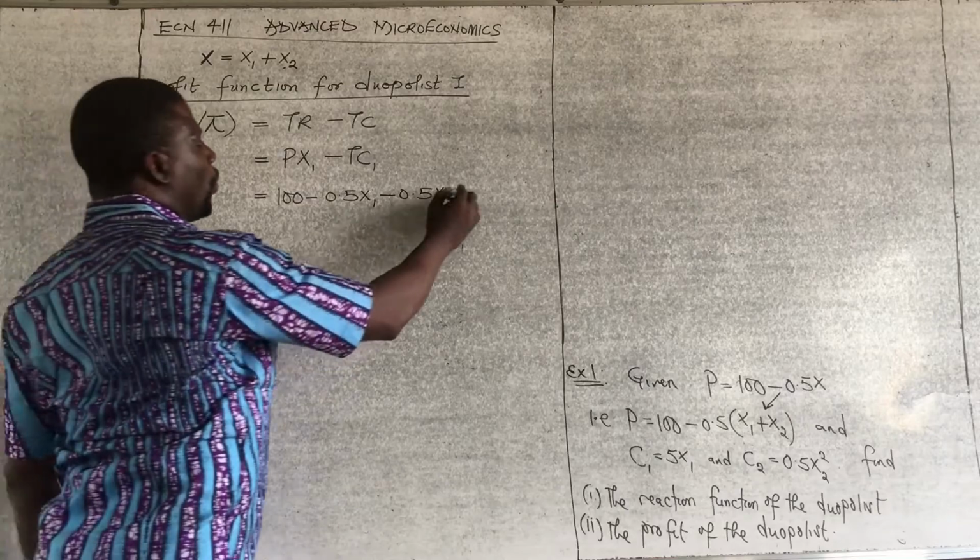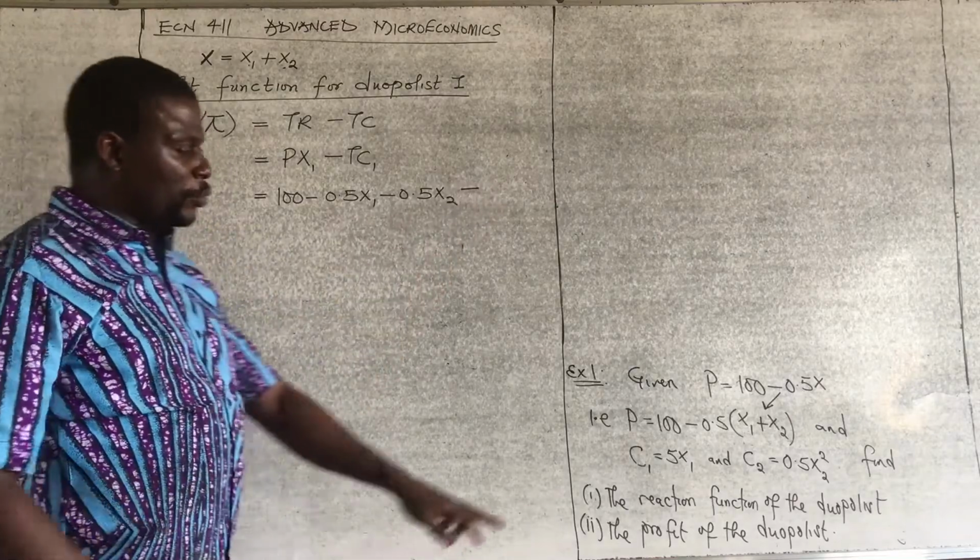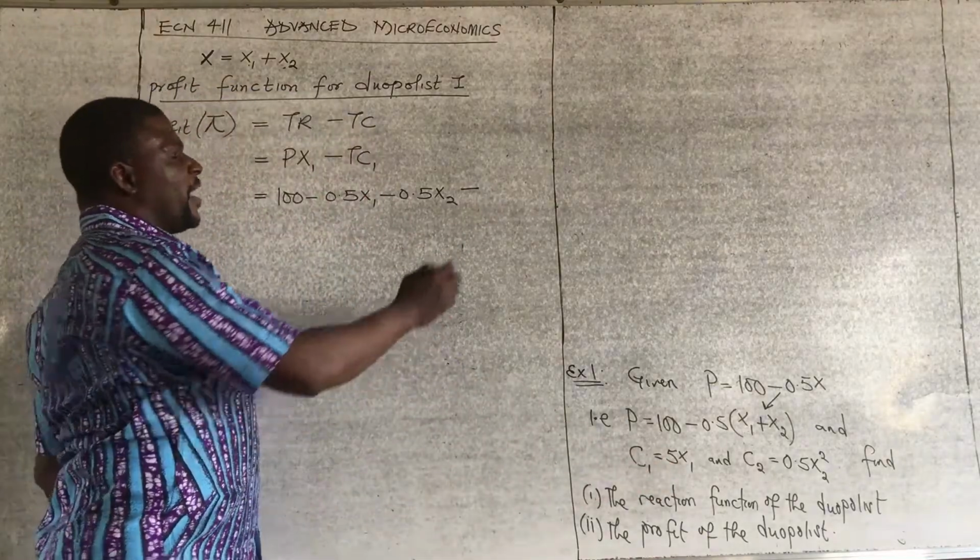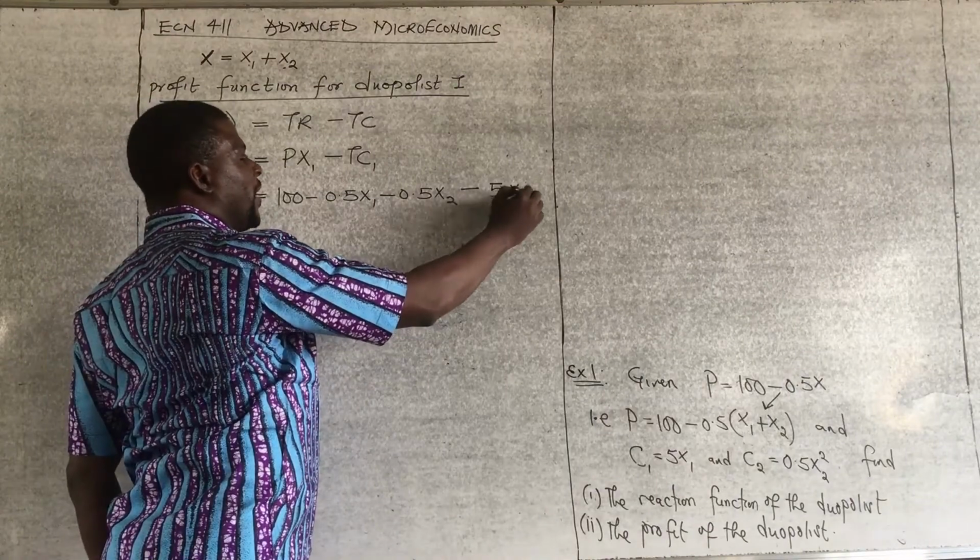Minus, what's the total cost for duopolist 1? 5x1. Yeah, minus 5x1.